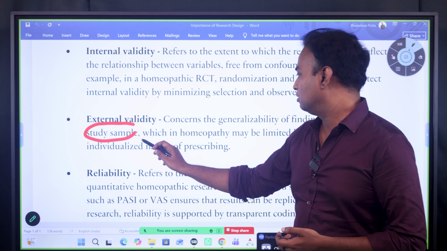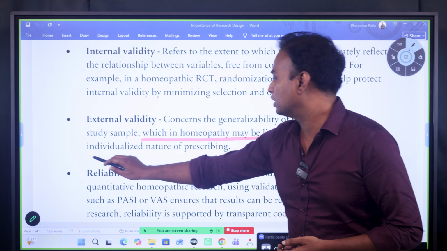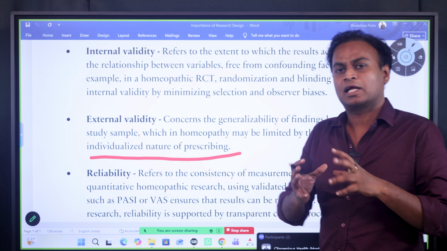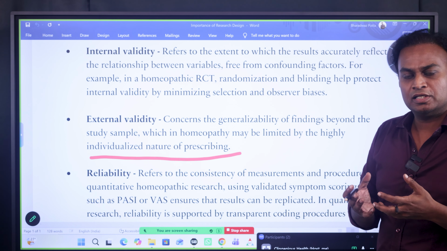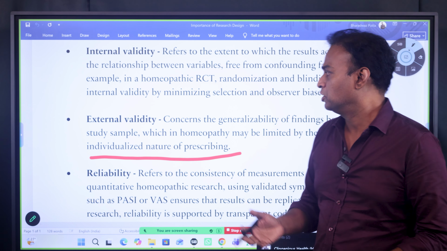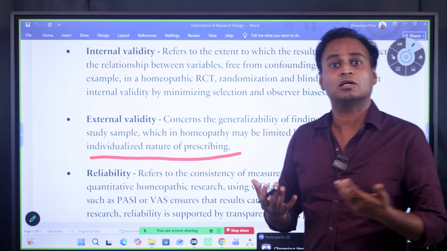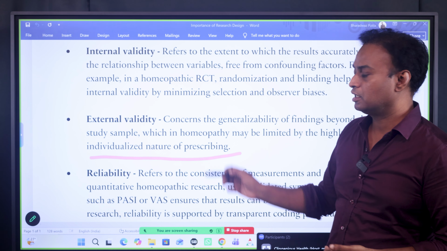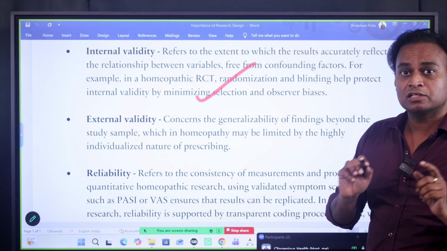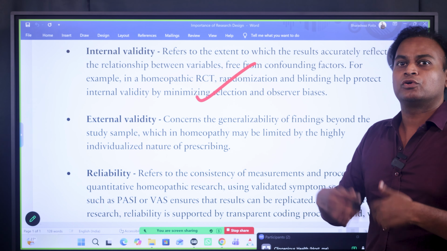External validity in homeopathy may be limited by the highly individualized nature of prescribing. You have done a study in which, rather than an individualistic way, you are designing a standardized treatment for a particular disease. So you have done it perfectly internally, but when it goes to the public, it is not helpful. So that is external validity. When you do research, you need to have internal validity as well as external validity. External validity means it should be useful to treat the public.